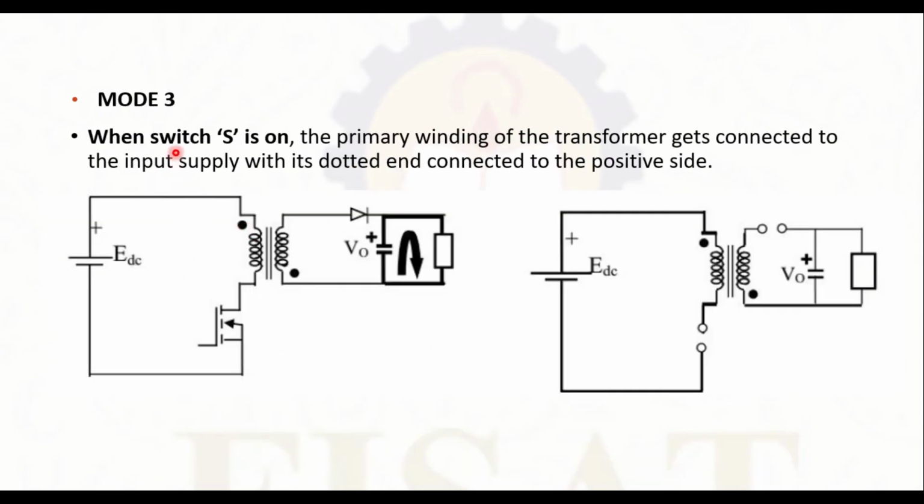Now coming to mode 3. Mode 3 is actually the repetition of mode 1. Again, when the switch S is on, the voltage across the primary will be the input source voltage, which makes the secondary polarity positive at the dotted point and makes the diode reverse biased. During that time, the energy stored in the capacitor discharges, and there is a current flow at the output side. So during mode 2 and mode 3, there will be a current flow through the output load.